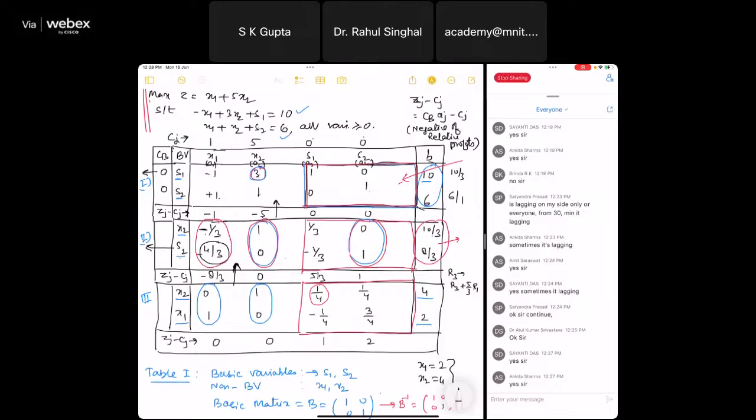Why unbounded? Because both the variables cannot leave. They keep on increasing, which means the value of z will keep on increasing. The value of z tends to infinity in this case. So z becomes infinite, and hence the solution becomes an unbounded solution. We say such problems have unbounded solutions, right? Clear?